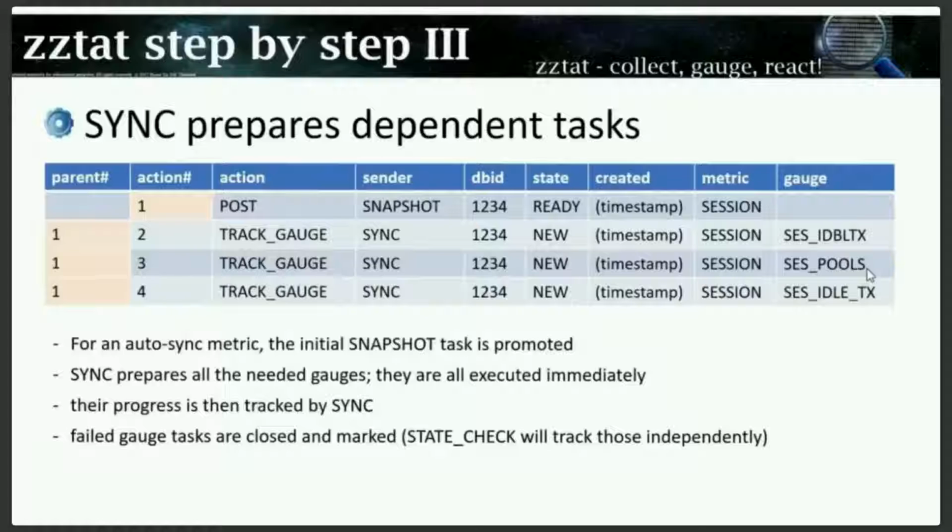So after sync has prepared these tasks, the gauges will be executed immediately, and the progress is then tracked by the sync process. If any of the gauges fail, again, the internal task will be updated and marked as failed, which is also tracked by the framework. So for example, we'll talk about state check later on, but one thing that it does is monitor failed gauges and metrics.